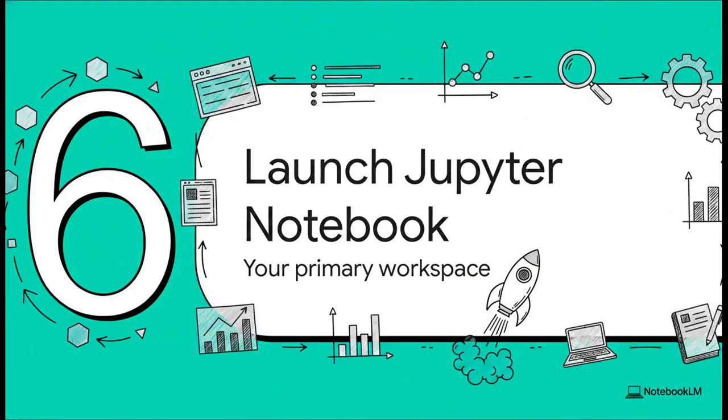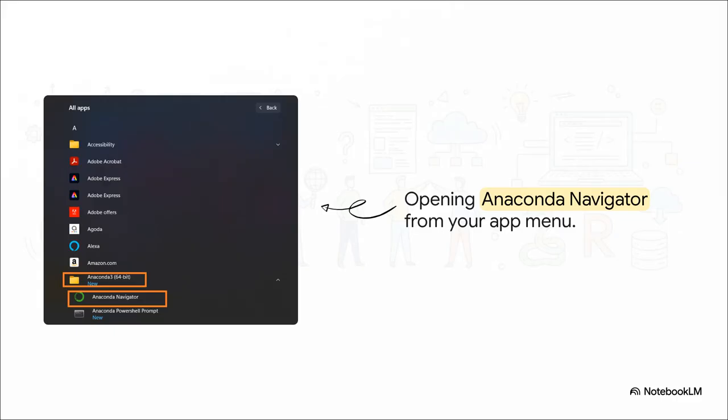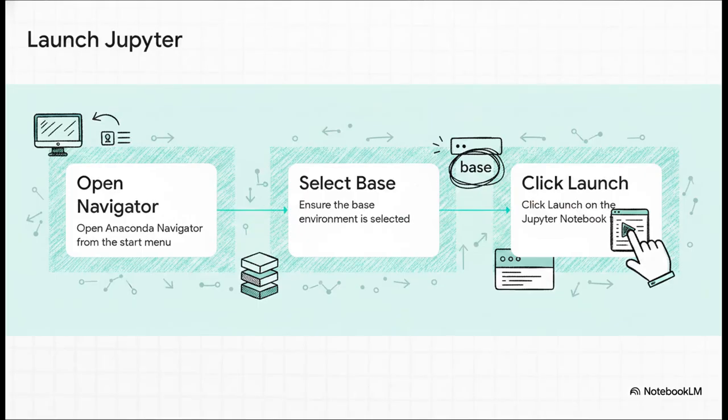Finally, Section 6, Launching Jupyter Notebook. Let's open up your primary workspace. Head over to your system's Start menu and pull up your All Apps list. Scroll down until you see a brand new folder called Anaconda 3. Just click to expand that and select the app titled Anaconda Navigator. Once the Navigator interface opens up, double-check that your default environment dropdown up top is set to Base. That ensures you have access to all those awesome pre-installed packages. Then, just find the Jupyter Notebook tile and click Launch.